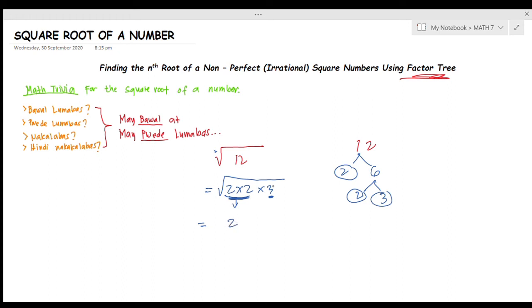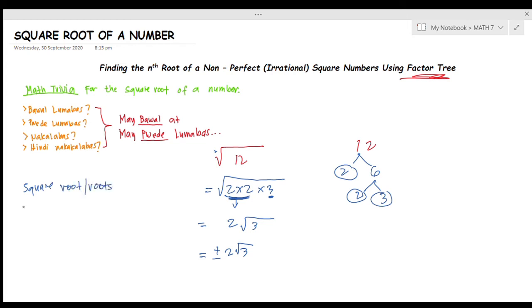Ano mangyayari dito sa isa na 3? So mangyayari po dyan is it will remain inside the radical symbol. So meaning to say, ilalabas ko yung 2 and also yung 3 matitira sa loob ng radical symbol. So the result is positive or negative 2 the square root of 3 because hinahanap natin yung square root. So sabi natin, kapag mayroon tayong square root, dalawa yung sagot. Ano po? Square root or roots.